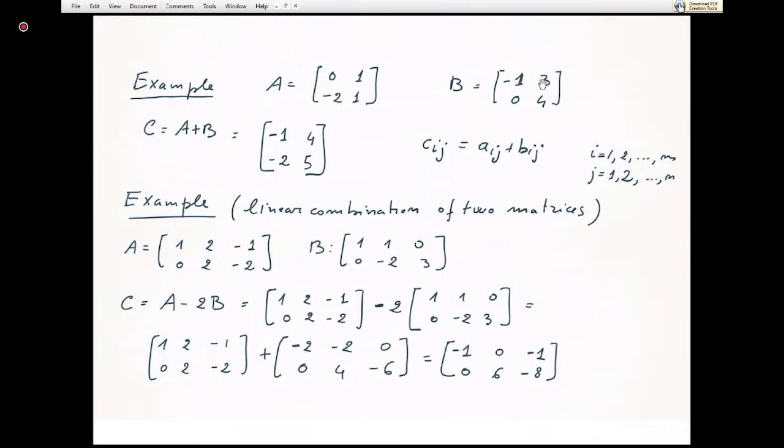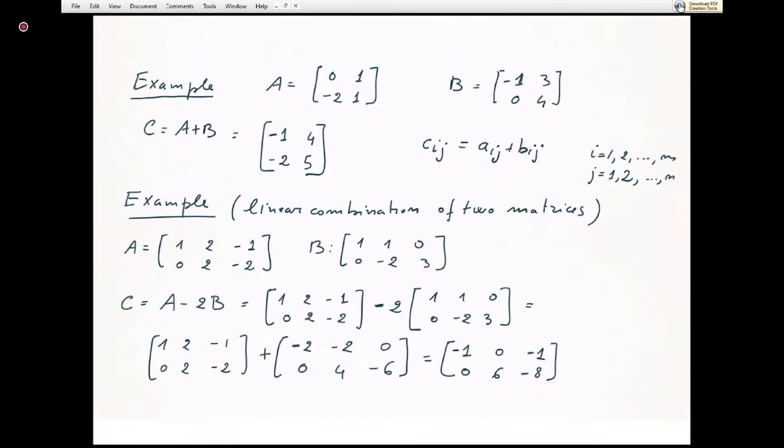Take these 2 matrices. What is the sum between these 2 matrices? First of all, I can compute the sum because they have the same structure, 2 by 2. Second, this element, for instance, in the sum is -1. This one is 4. It's 1 plus 3, and so on and so forth. Okay. What is the linear combination of 2 matrices? It's the sum of the 2 matrices.